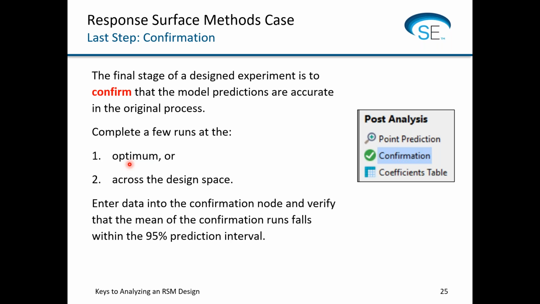But oftentimes people want to understand how the process works across the whole design space. And so then they might want to spread confirmation runs out and sample in different areas. So what we're going to do is go down to post analysis, to the confirmation section, and verify that the mean or average of several confirmation runs falls within a 95% prediction interval.